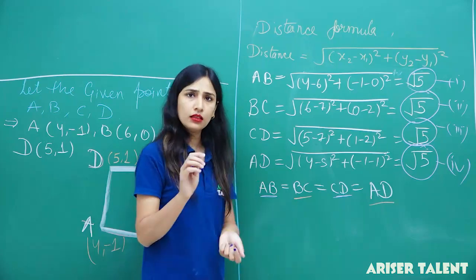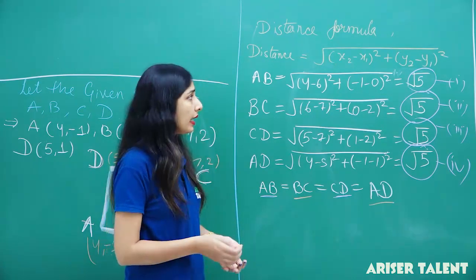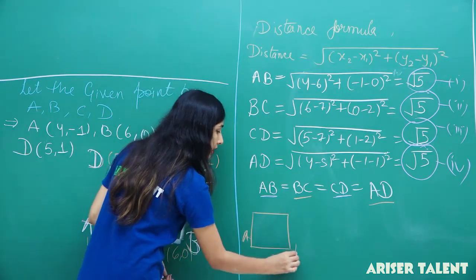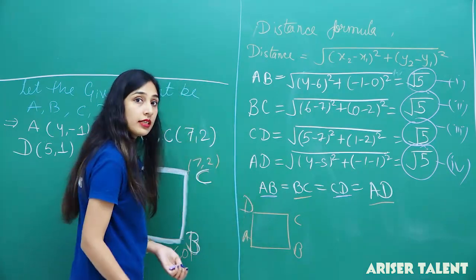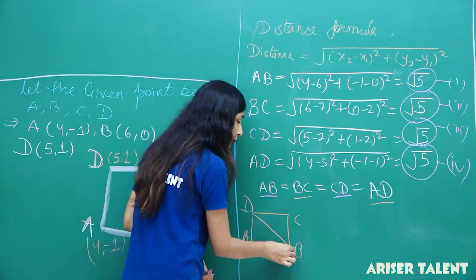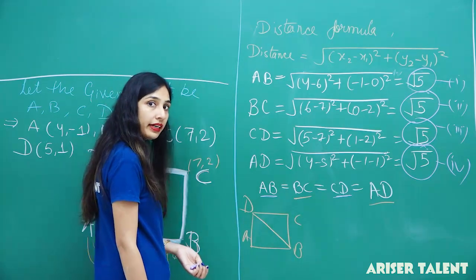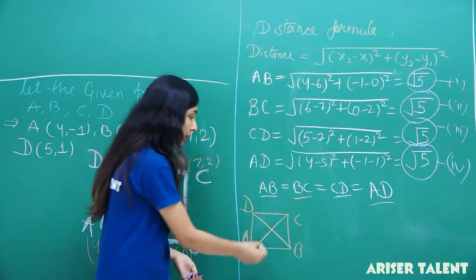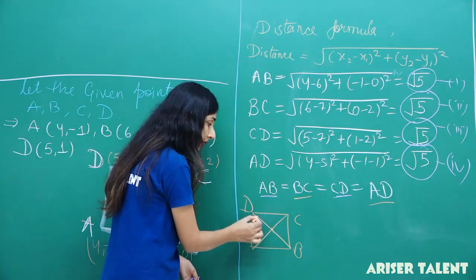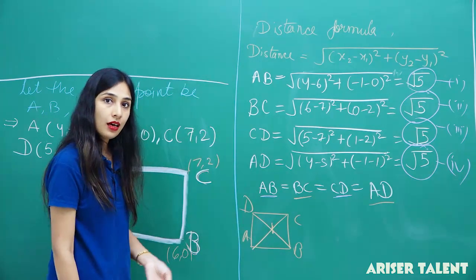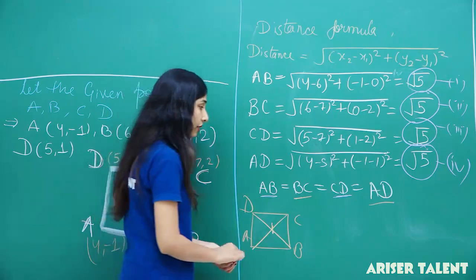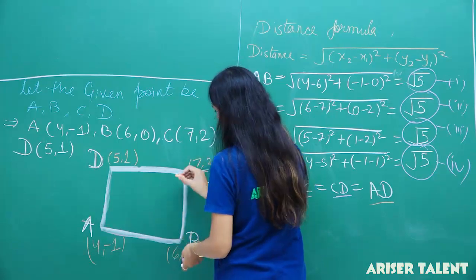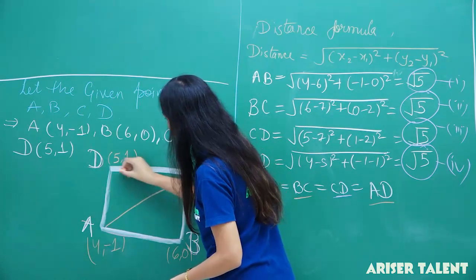This is the first method. There are a variety of methods. The second method I am telling you: if this is ABCD, you have to find out BD and you have to find out AC. Now if the midpoint of AC and BD is the same, again you have proven the same thing. Let me tell you here, it's just for knowledge.